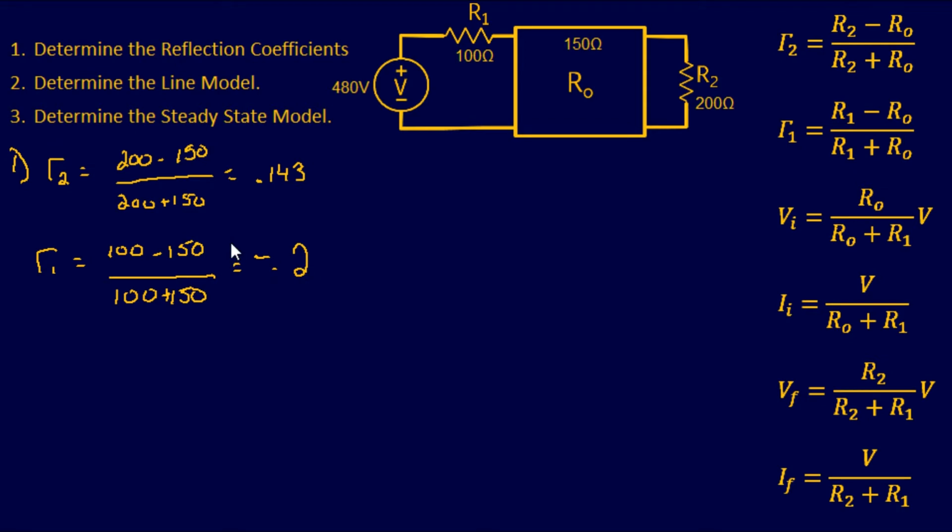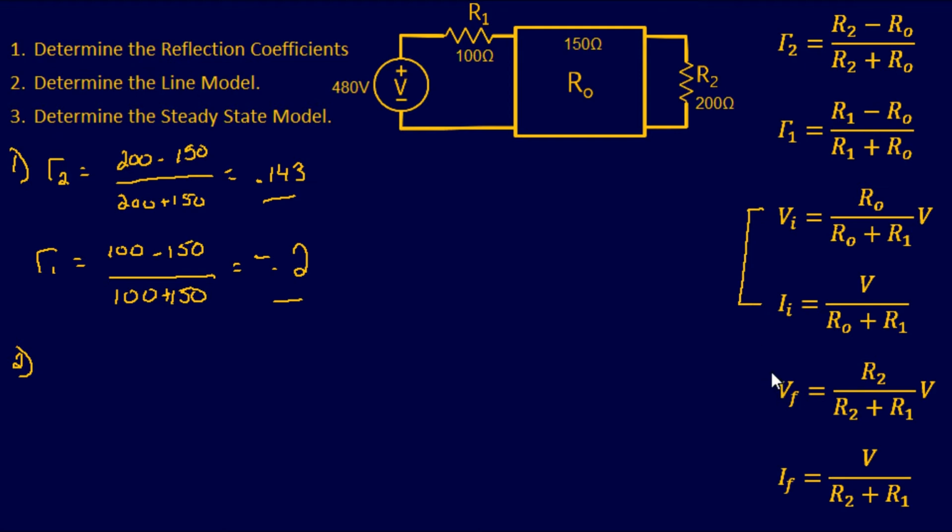Okay? So for number 1, these are our two answers right here. For number 2, determine our line model. Well, our line model is our initial conditions, our voltage at initial conditions, as well as our current. And this is going to be a plug and chug example. So for number 2, we're looking for VI, or V initial, and this is just our line model.